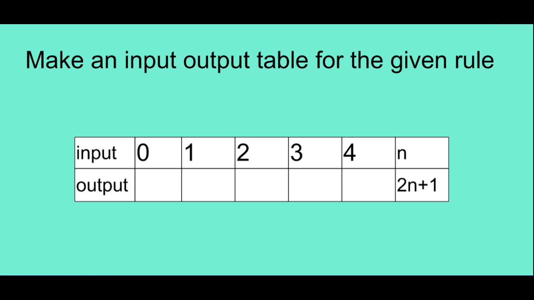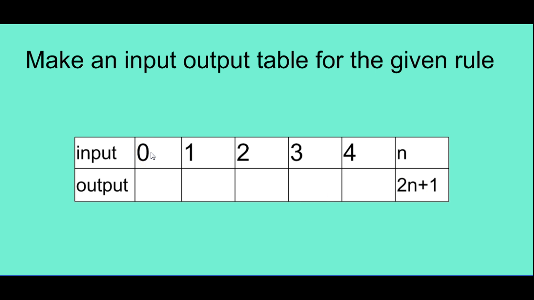As you can see, I've given you an input-output table here. And we were asked to make an input-output table for the given rule. Our rule is over here. If the top column, or the top row, is represented by n, the bottom row is represented by 2n plus 1. So in other words, you're going to take whatever value is in that top column in the input row, and whatever is in that input row, you're going to plug into the rule 2n plus 1.